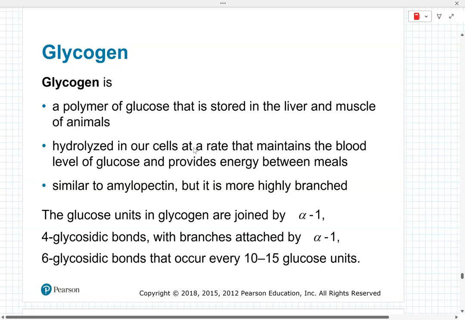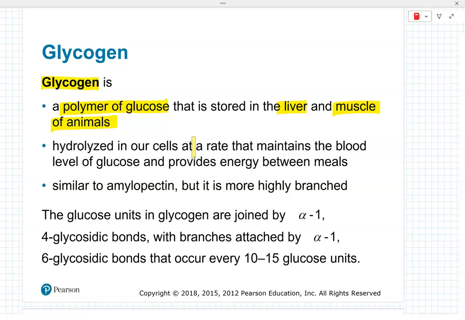Glycogen, similar to amylopectin. So glycogen, glucose polymer, liver and muscle of animals. It's an animal polymer. Okay? So glycogen stores glucose effectively, and when our blood glucose drops, glycogen is hydrolyzed in our cells. Okay? Does that make sense?